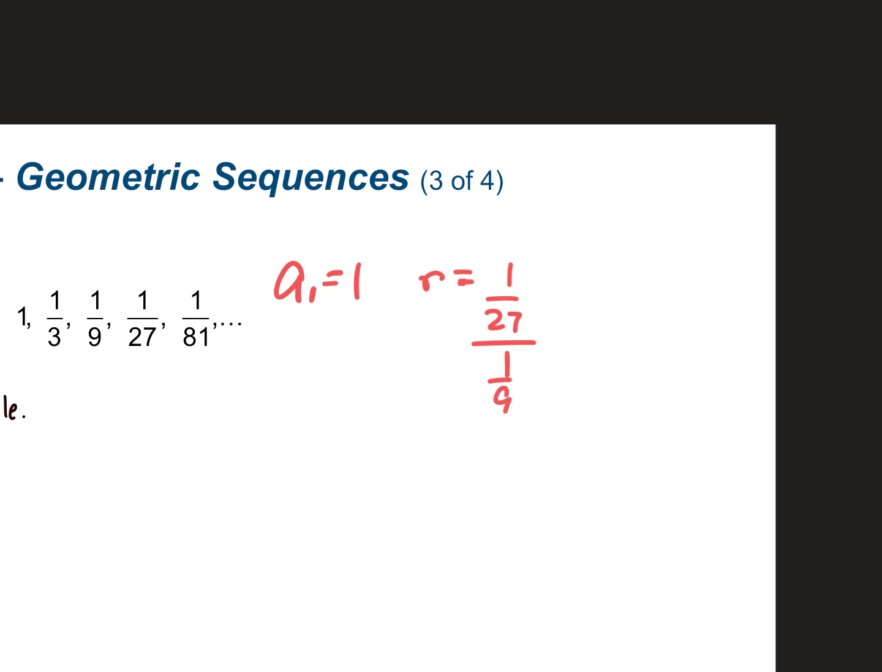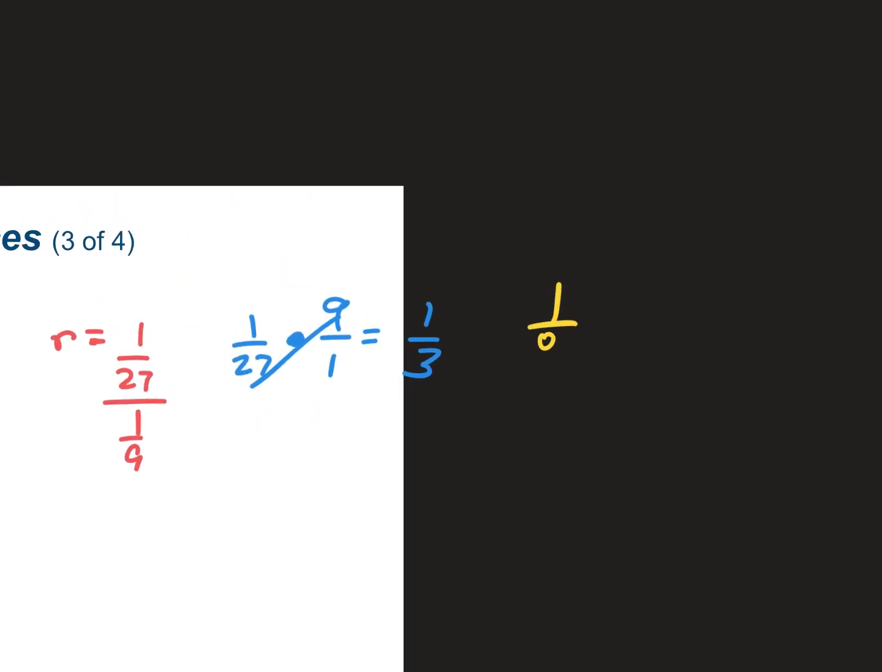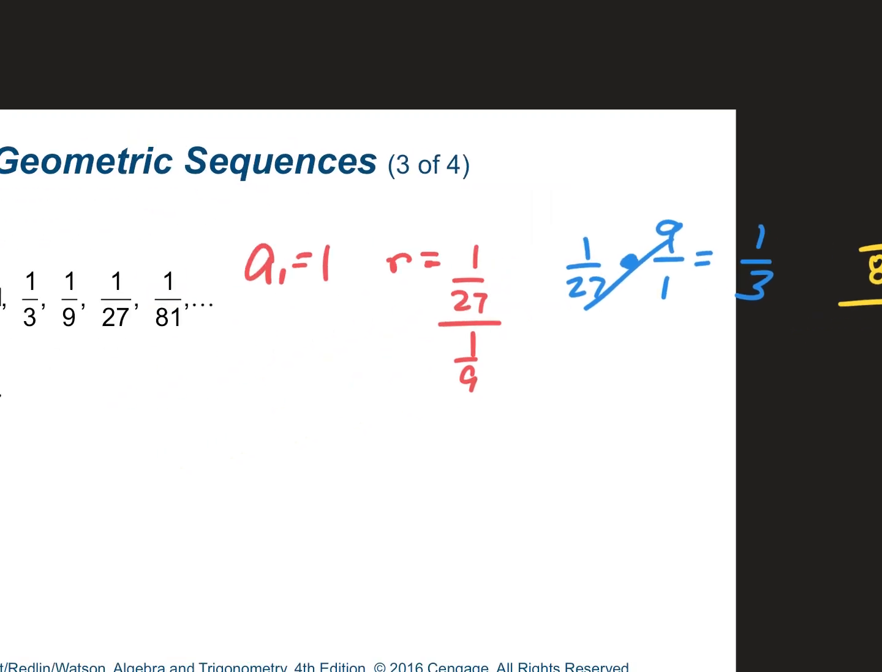Guys, when you divide fractions, you keep the 1 over 27, change the division to multiplication, and flip the second fraction, and it becomes what? 9 over 1. And then when we simplify this, what does this equal? 1/3. Again, if you're not super duper sure, that's fine. Take another one. Take 1 over 81 and divide it by the term in front of it, 1 over 27.